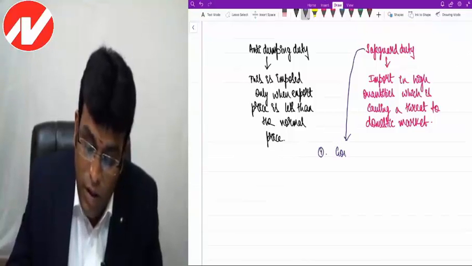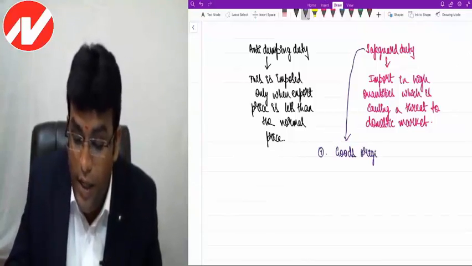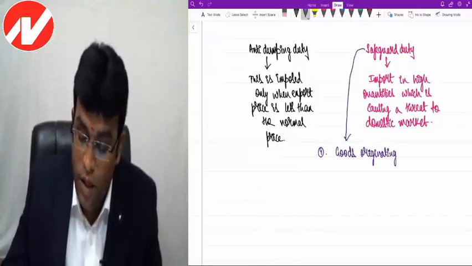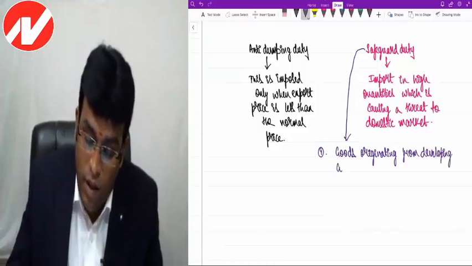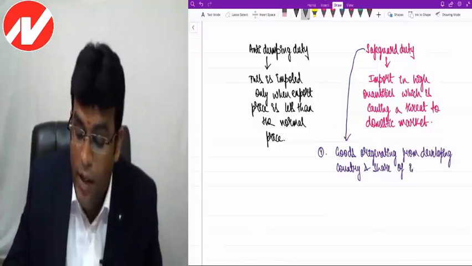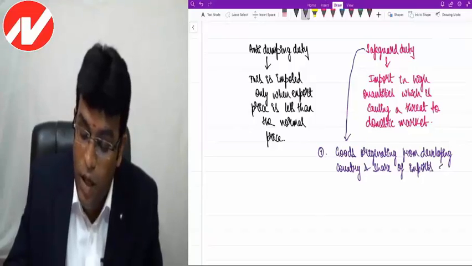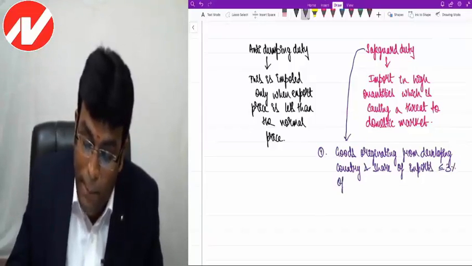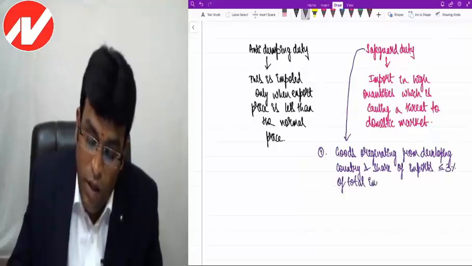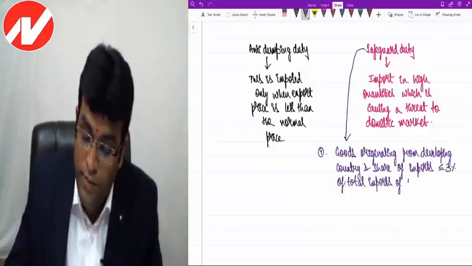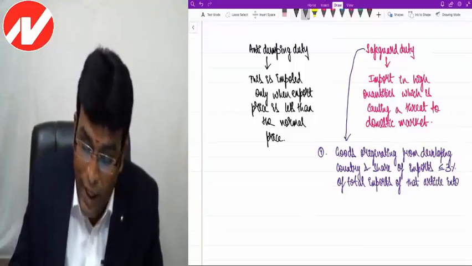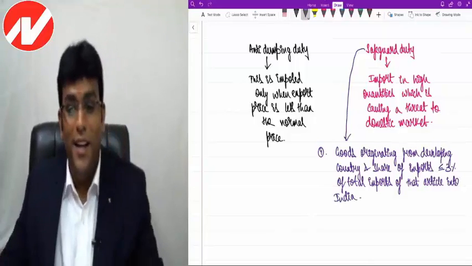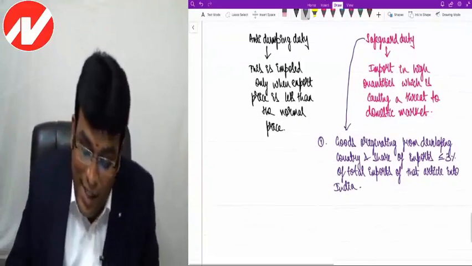Number one, goods originating from a developing country, and share of imports does not exceed 3% of total imports of that article into India. Getting clarity, my dear friends? Exactly.